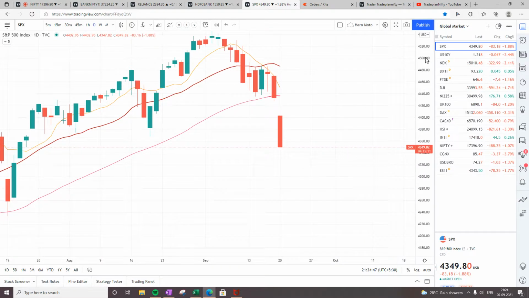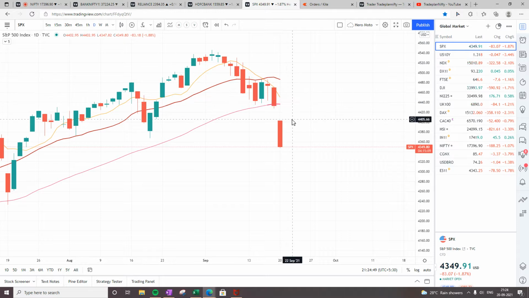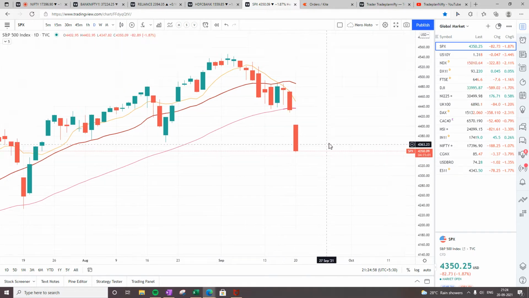When we look into the S&P 500, we see that the S&P 500 today had a gap down opening below the 50 bar moving average, and since then it is just going down. So S&P 500 is definitely not looking very good.